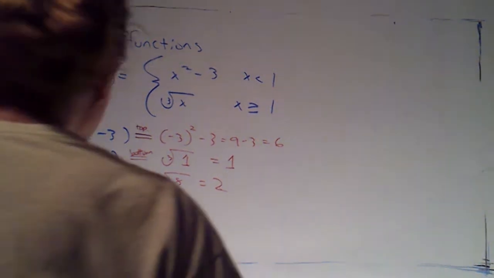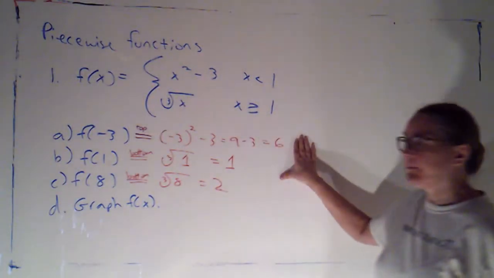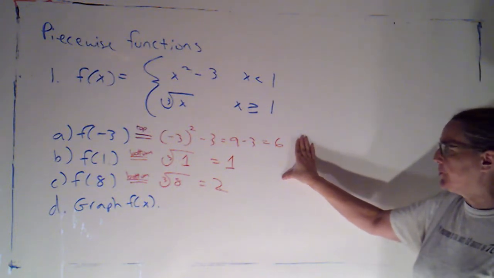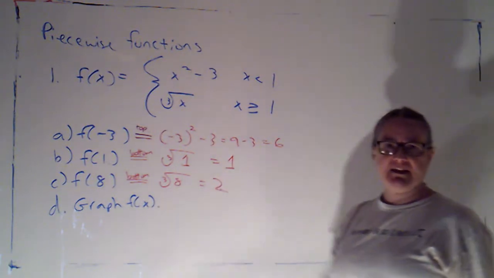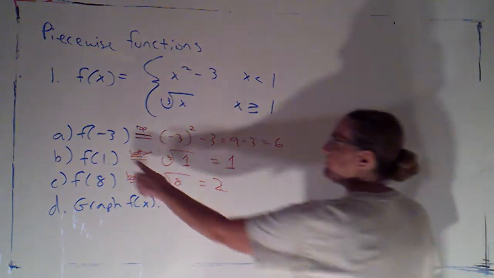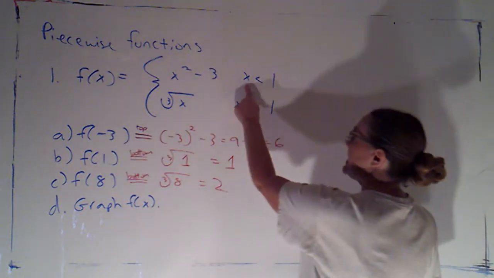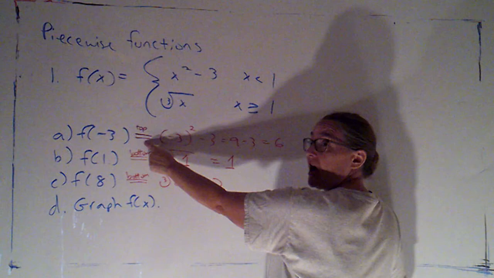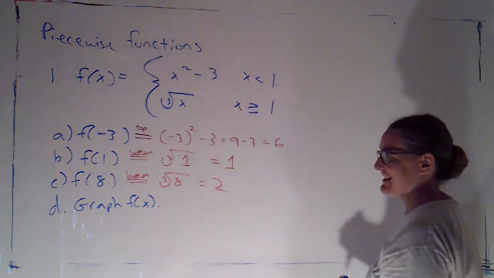I've got the answers for the first three parts of problem one up here on the board so that you can check your work. And then I thought we'd go through the graphing together. So evaluating f of -3, I just made a note that because -3 is smaller than 1, I plugged into the top rule, and that gave me a 6.